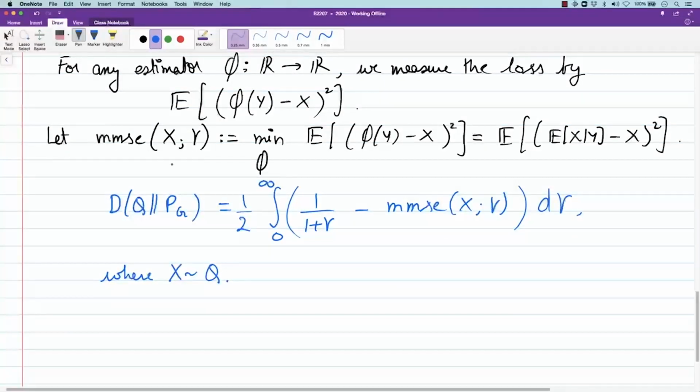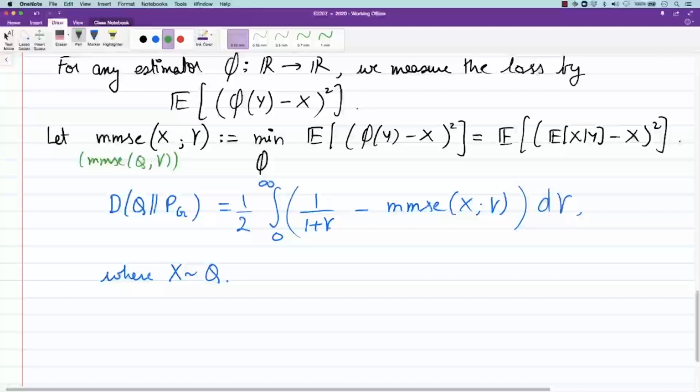In fact, there's a little bit of abuse of notation. This MMSE doesn't depend on x; it depends only on Q. So you can also think of it as MMSE of Q gamma. Okay, it depends on the distribution, not really the realization. So it's clear what this term is.